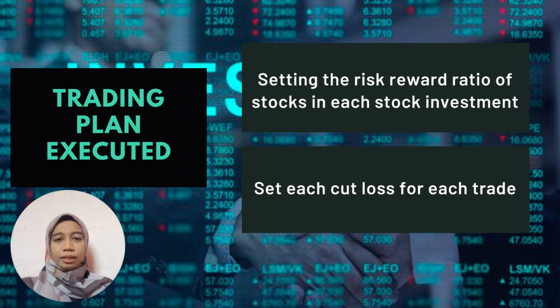Trading plan executed. The element of the trading plan we use is setting the risk or reward ratio of stock in each stock investment. The stock risk or reward ratio is how much investors are willing to lose to get a profit in the stock. Next, we set a cut loss for each trade. When the stock price passes below the support price, the stock continues to be sold.